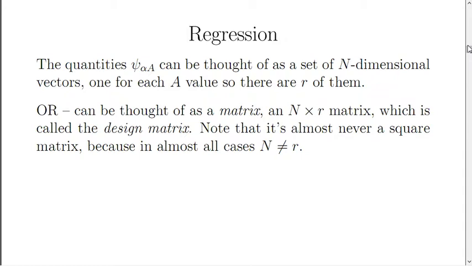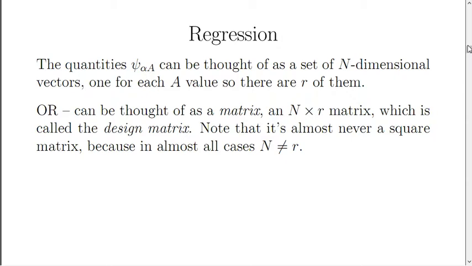The quantities psi sub alpha A, we can think of them, and we have so far, as a set of n-dimensional vectors, psi sub alpha 1, psi sub alpha 2, etc. up to psi sub alpha r. And there's one for each A value, so there are r of them. But another way to think of it is as a matrix. It's an n by r matrix. N data points, r trial vectors. It's called the design matrix.